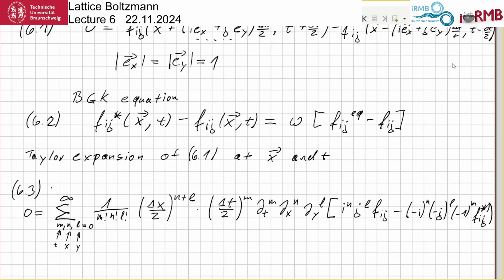Now this is the Taylor expansion of the Lattice Boltzmann equation.